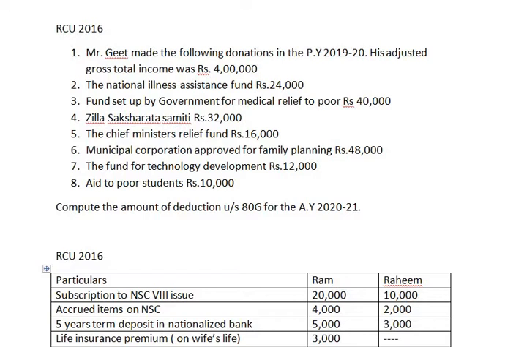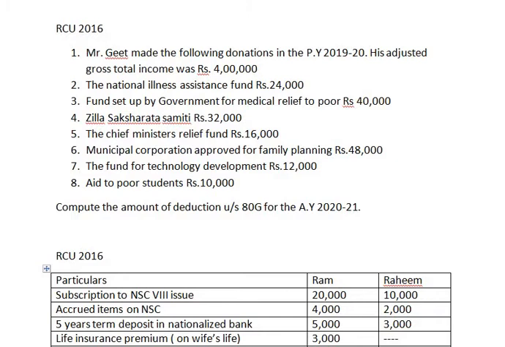So the first question is, Mr. Geet made the following donations in the previous year 2019-20 and his adjusted gross total income was rupees 4 lakh. He contributed to National Illness Assistance Fund rupees 24,000. Fund set up by the government for medical relief to poor rupees 40,000. To Zilla Saksharta Samiti rupees 32,000.